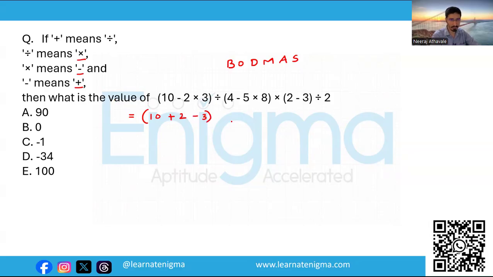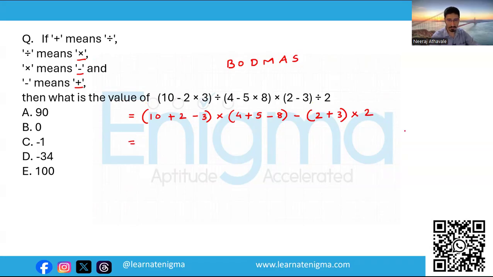Division means multiplication. So multiplied by 4 minus. Minus means plus. Multiplication means minus. So minus 8. Multiplication means minus. In bracket we have 2. Minus means plus. So 2 plus 3. Division means multiplication. So into 2.